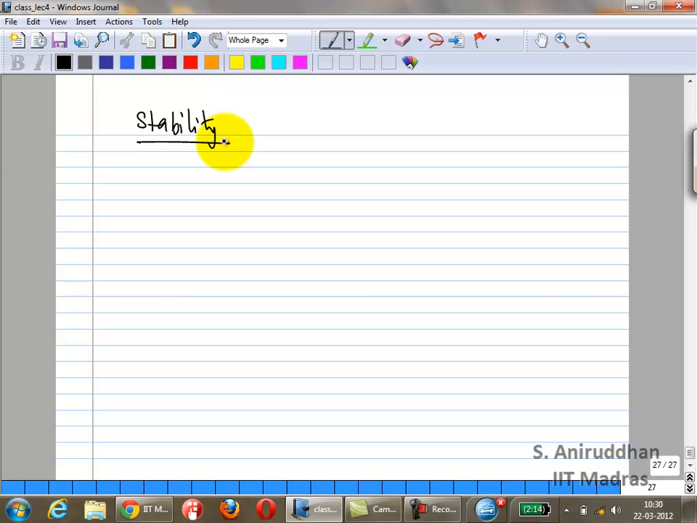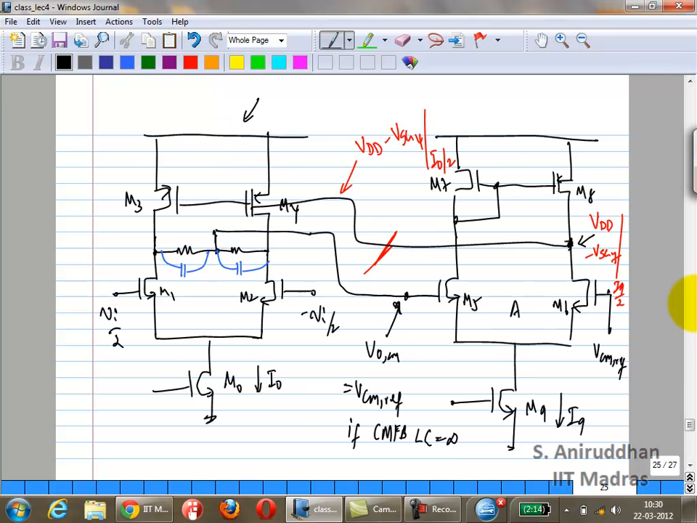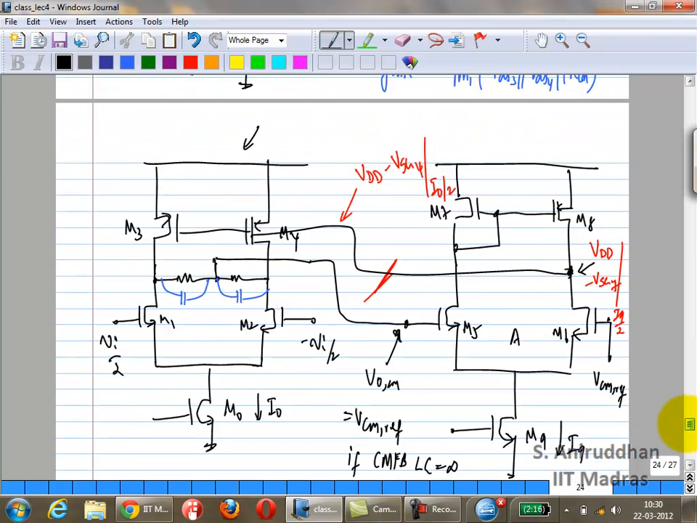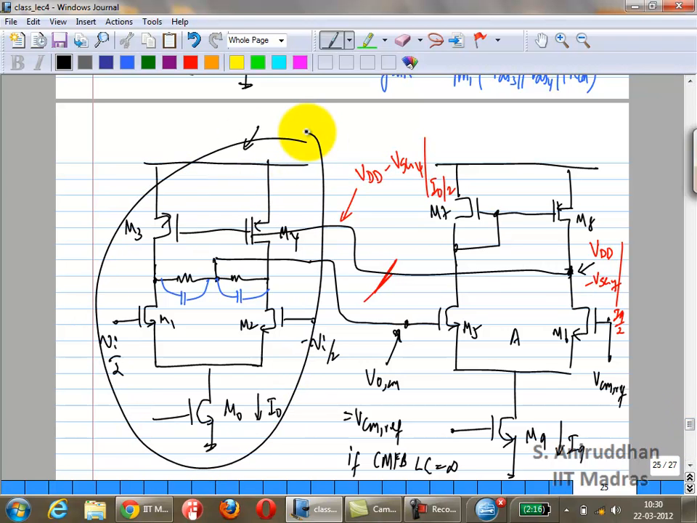Okay. Now to analyze the stability, we are interested in the stability of the common mode feedback loop. So first we need to draw the common mode equivalent circuit of the overall system, and then find out the loop gains, find out the poles, zeros, analyze it. If this circuit is the differential part, you can just fold it over and have a single circuit. This section of course is not, because it is part of the common mode feedback loop.